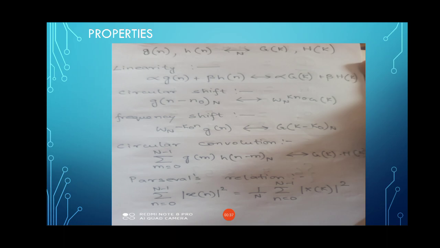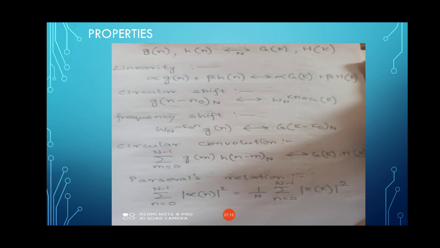There is a resemblance between the properties of DTFT and DFT. If we move back to the time shift property of DTFT, we will see it is the same as the circular shift property, only that e to the power minus j omega is replaced by W_N, and every other notation remains the same. Same is the case with frequency shift.